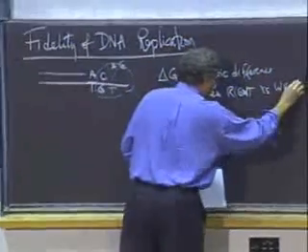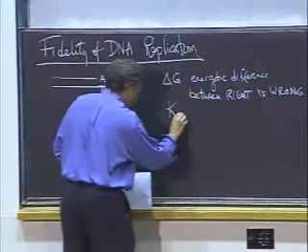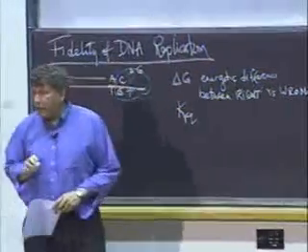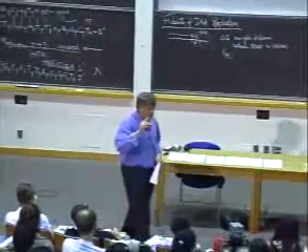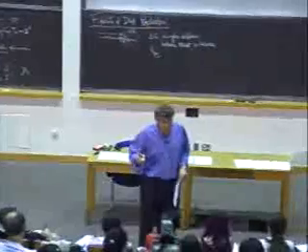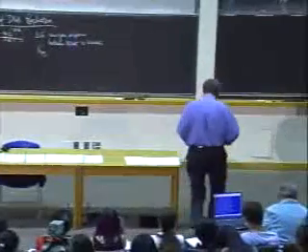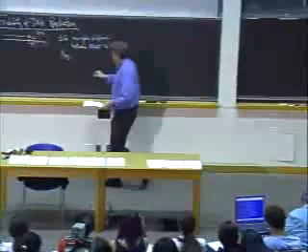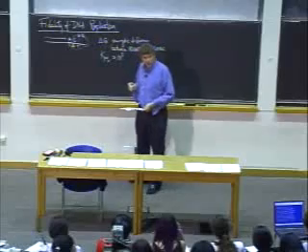Now, if I know delta G, I, from biochemistry, know the equilibrium constant. I should be able to calculate, based on the energetic difference between putting in the right base and the wrong base, how often DNA polymerase makes a mistake. And it turns out you can do that. It turns out that the equilibrium constant is about 10 to the third.